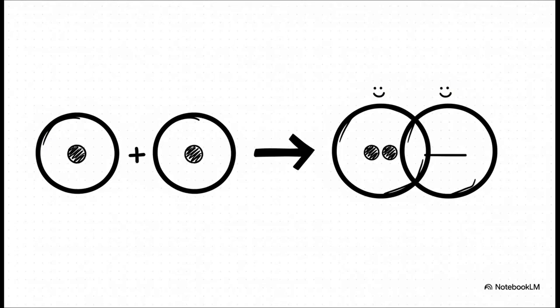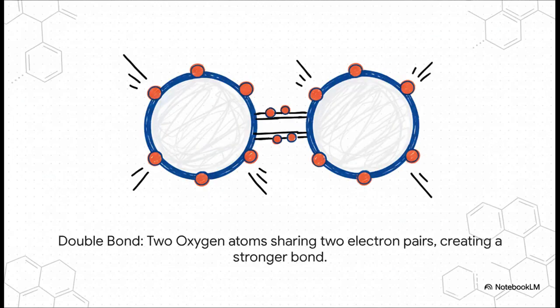Let's see exactly how this sharing works. Take a hydrogen atom. It has 1 electron, and it needs just 1 more to be stable. So what happens is 2 hydrogen atoms come close, and each one shares its electron. Now they have a shared pair between them, and voila! Both atoms are stable and happy. This is what we call a single covalent bond, and we show it with a single line. Simple, right?